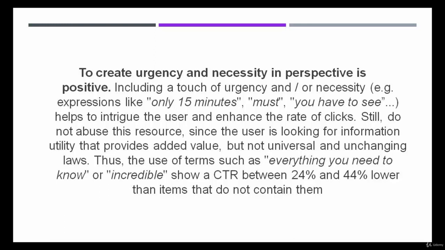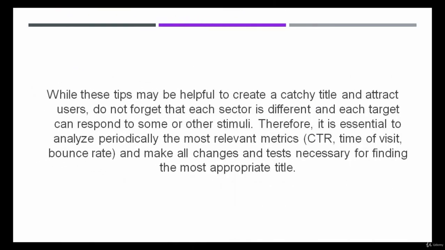Thus, the use of terms such as "everything you need to know" or "incredible" shows a CTR between 24% and 44% lower than items that do not contain them. While these tips may be helpful to create a catchy title and attract users, do not forget that each sector is different and each target can respond to some or other stimuli. Therefore, it is essential to analyze periodically the most relevant metrics: CTR, time of visit, bounce rate, and make all changes and tests necessary for finding the most appropriate title.